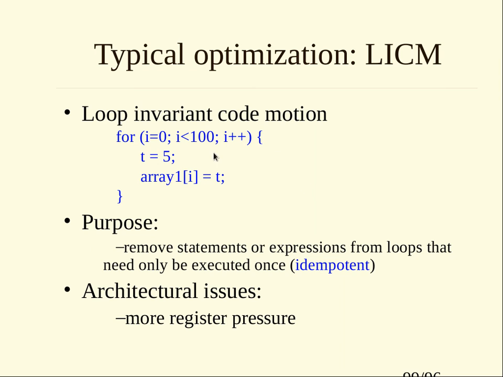Loop invariant code motion. t equals 5, does that need to be executed every time inside the for loop? No, that can just be moved right up. Remove statements from loops that only need to be executed once. This actually pops up a lot because it's hard for the programmer to see some of these things. Again, more register pressure because you're adding temporaries into the registers.